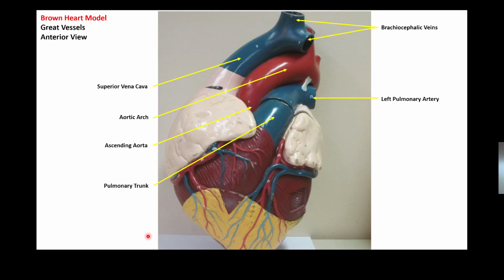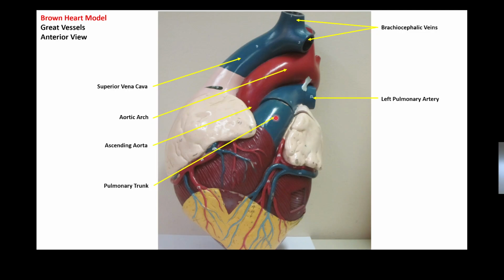In this lesson, we'll take a look at the great vessels, the coronary circulation, and the conduction system in the Brown heart model. Before we begin, notice that some of the blood vessels are painted blue. That tells us that the blood vessel has deoxygenated blood, meaning low levels of oxygen and higher levels of carbon dioxide. The blood vessel that is painted red is just the opposite. This has high levels of oxygen and low levels of carbon dioxide.